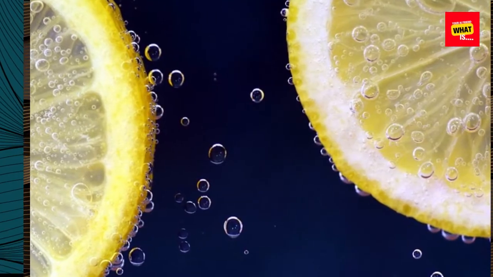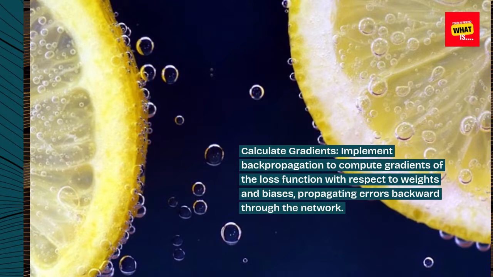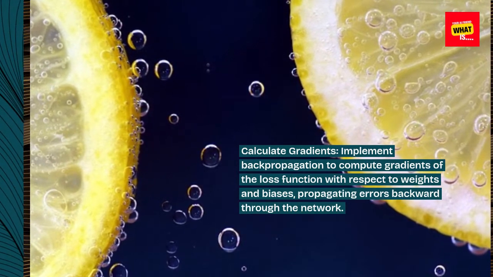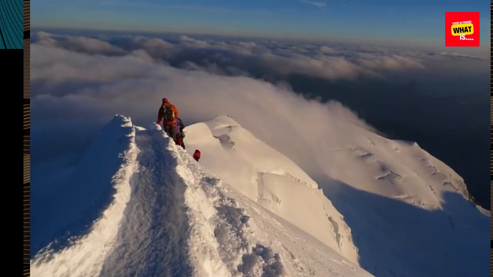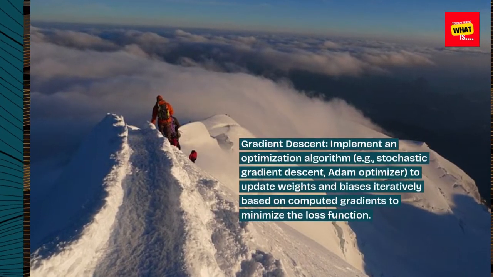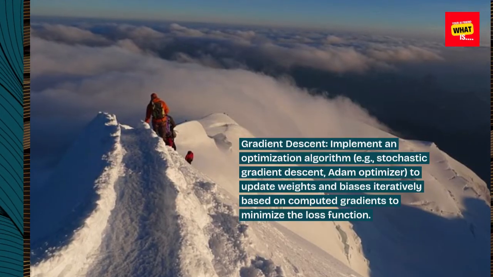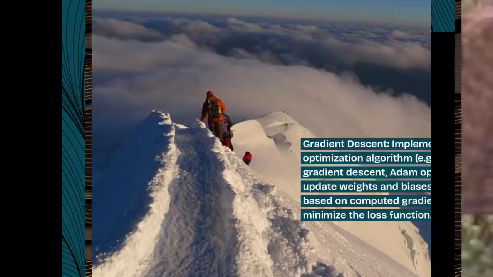6. Backpropagation. Calculate gradients. Implement backpropagation to compute gradients of the loss function with respect to weights and biases, propagating errors backward through the network. 7. Update parameters. Gradient descent. Implement an optimization algorithm, e.g., stochastic gradient descent, Adam optimizer, to update weights and biases iteratively based on computed gradients to minimize the loss function.